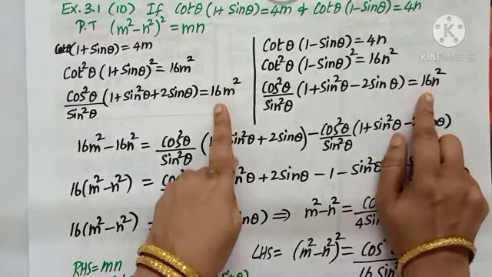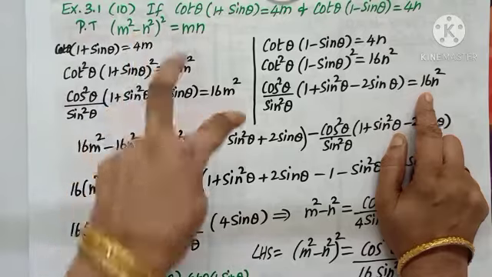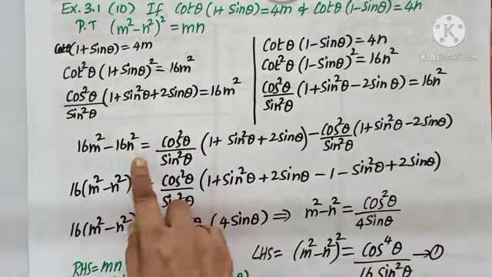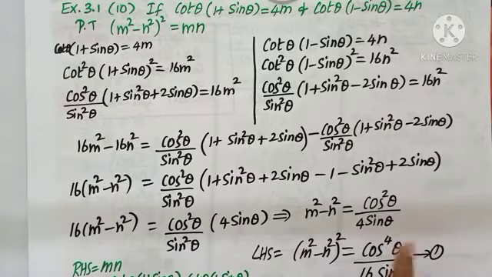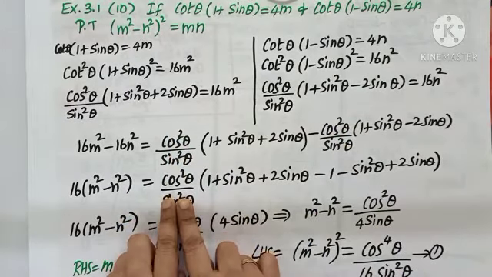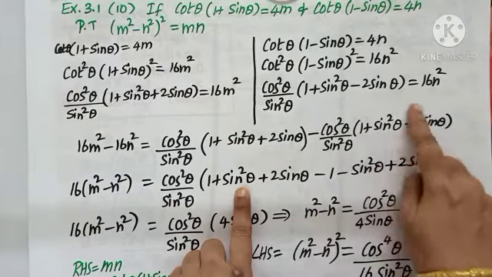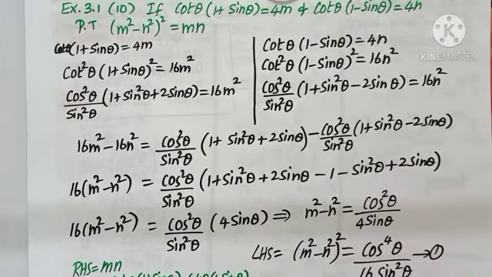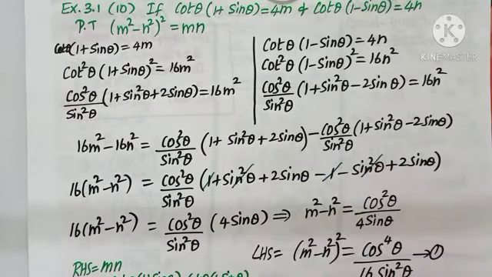Once I reach these two steps, go back to the question. I want m square minus n square. So subtract: 16m square minus 16n square. Just copy both. We are subtracting. What is common? Cos square by sin square is common. Write this as it is. Minus symbol tells me to change the symbol. Minus 1 minus sin square plus 2 sin theta. What all gets cancelled? 1 cancels. Sin square also cancels. 2 sin plus 2 sin is 4 sin theta.